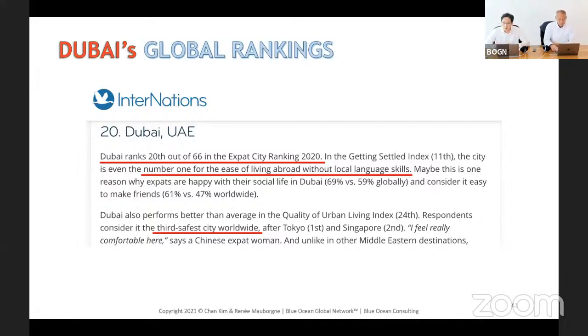For one thing, the ability to live abroad in Dubai is easy because the business language is English. So there isn't really a need to understand Arabic. Arabic is still the official language, but you can more or less do business in English if you were doing business in Dubai. And in terms of safety also for expats, which is very important, they're ranked almost close to the top of safe cities in the world.